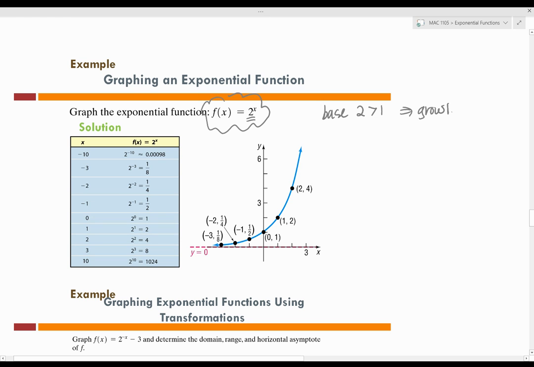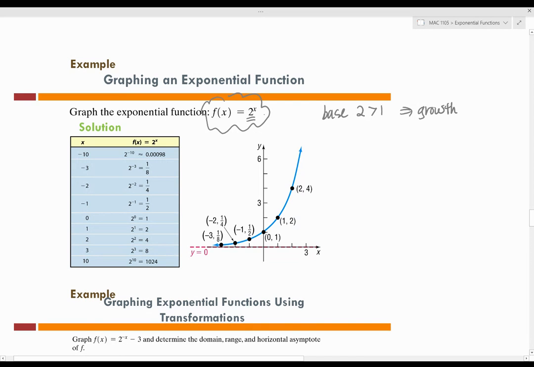that means I'm going to have a growth graph, which means that as I'm looking at my graph moving from left to right, it should be increasing, which is why our graph is increasing from left to right. All of the transformation rules you've learned before still apply now, even though we have exponential functions. We'll see that this graph has no horizontal shift, no vertical shift, any of that.